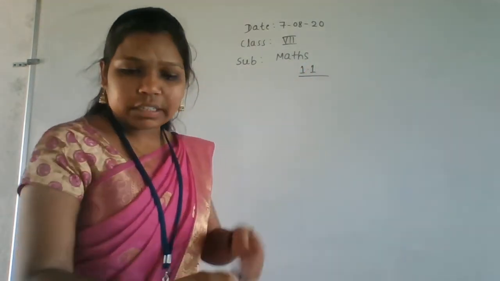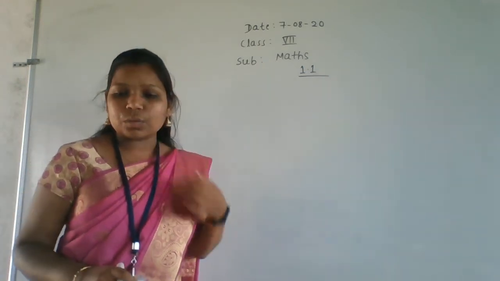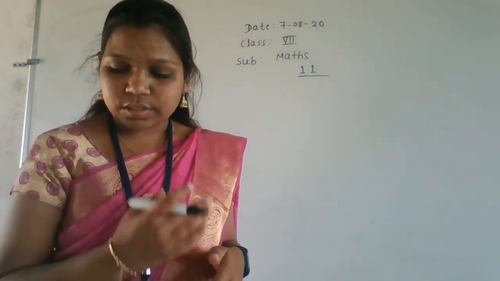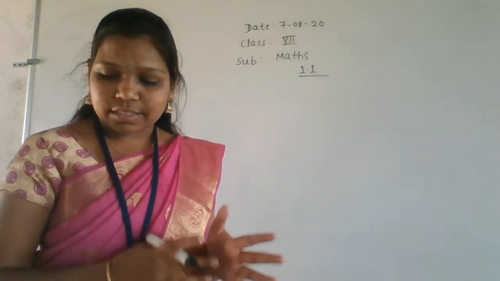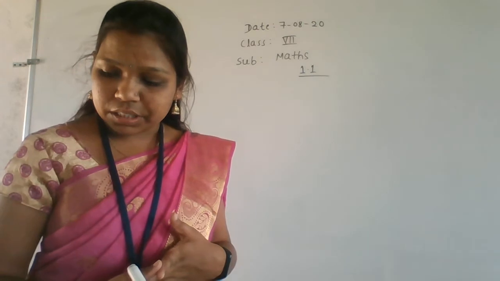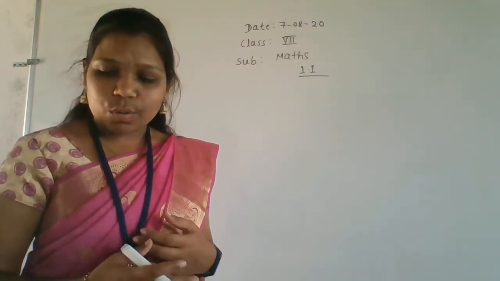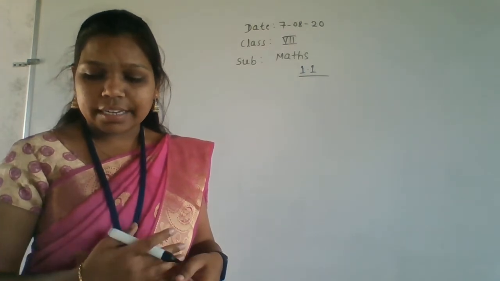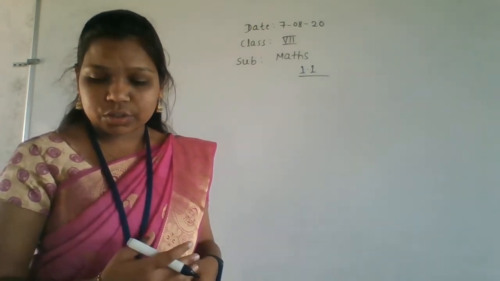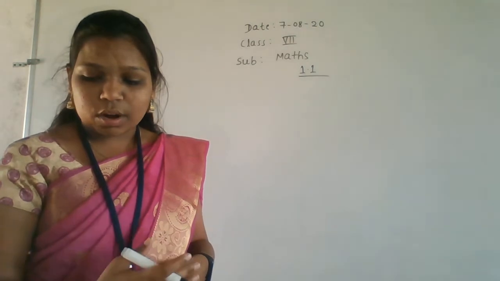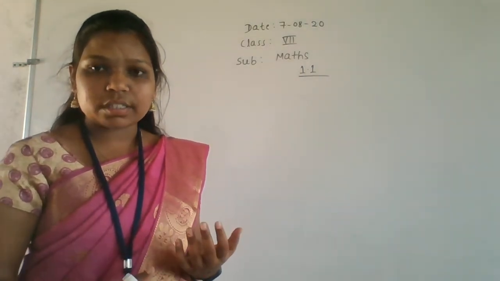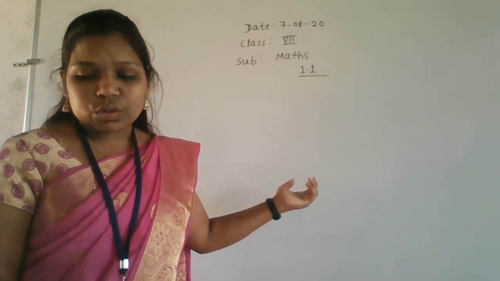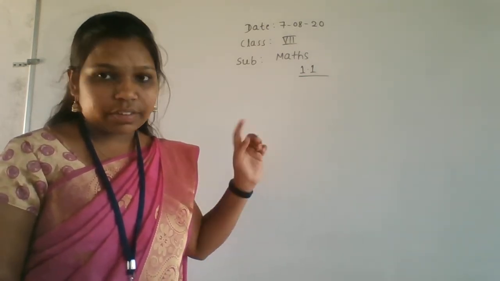In 1.1, in the last class I told the first one, right? Write a pair of integers whose sum is a negative integer, as well as minus 8 and a positive integer, 12, 0, an integer smaller than both integers, an integer greater than both the integers, an integer smaller than only one of the integers. Like that you have to write the pair sum. I already solved the first one.